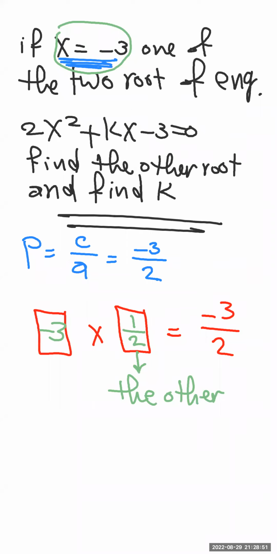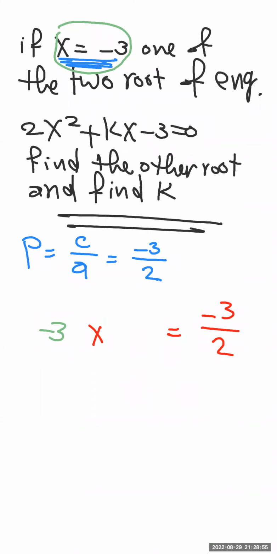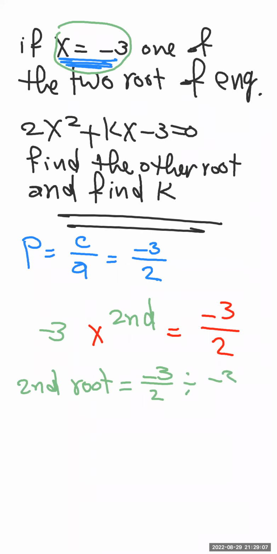Or in other words, I can write it in this form. Negative 3 times the second root will equal negative 3 over 2. So the second root will equal negative 3 over 2 divided by negative 3. So it will equal negative 3 over 2 times negative 1 over 3, which means half. So the other root is half.